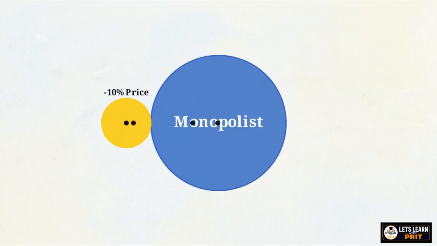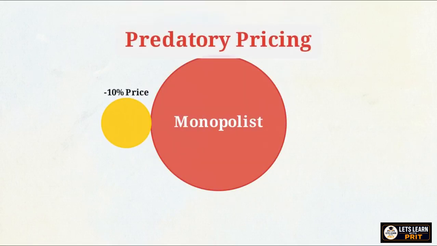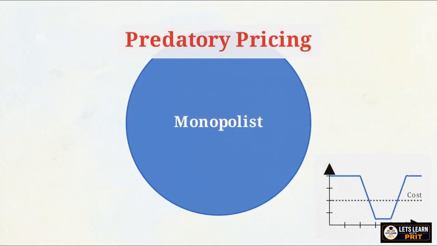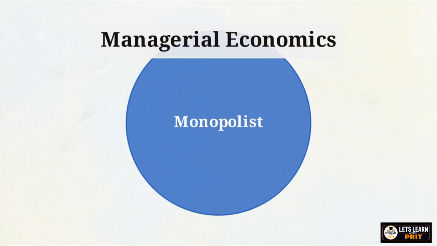On a basic chart, you take a slice of the pie and establish a foothold. But in practice, a monopolist fights back with predatory pricing. They drop prices below cost, sustaining losses to drive you out of business before returning to their high-price model. Managerial Economics bridges this gap, applying clean economic theory to the messy reality of business competition.